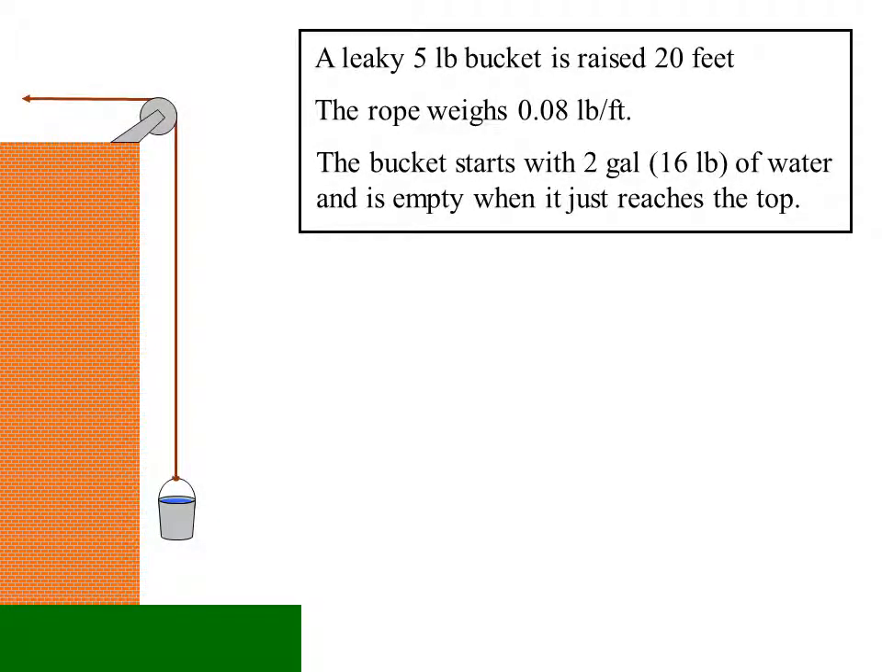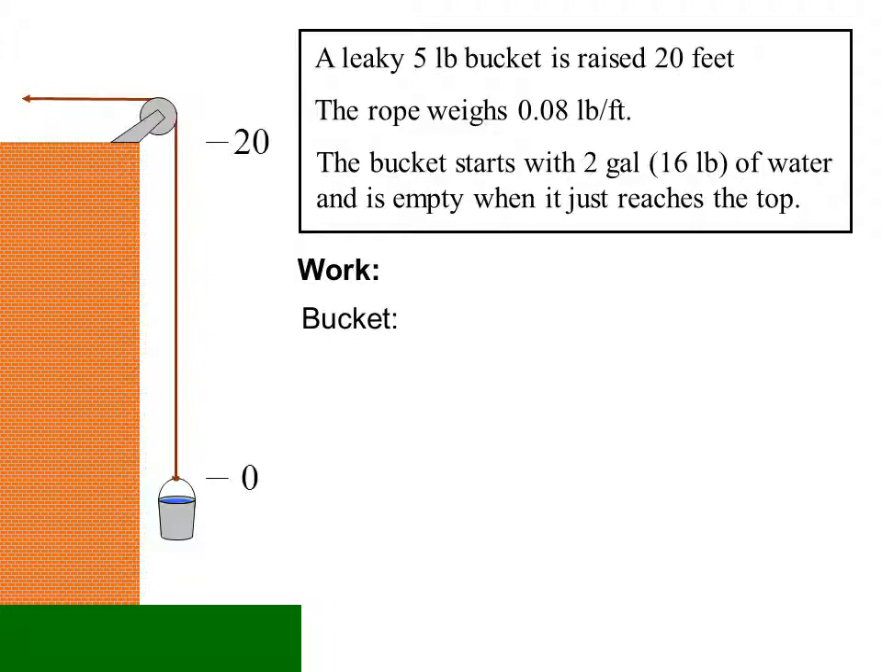Example: a leaky 5-pound bucket is raised 20 feet. The rope weighs 0.08 pounds per foot. The bucket starts with 2 gallons, or about 16 pounds, of water, and is empty when it just reaches the top. We want to calculate the work. We set our scale with 0 at the bottom and 20 at the top.